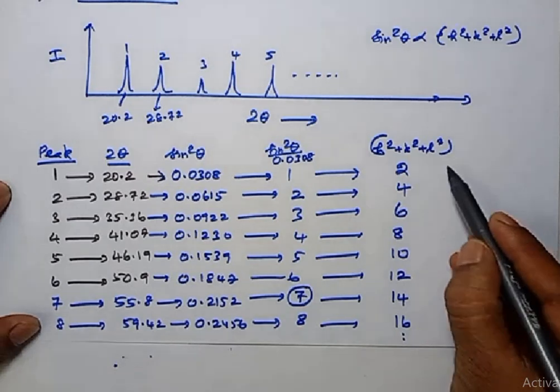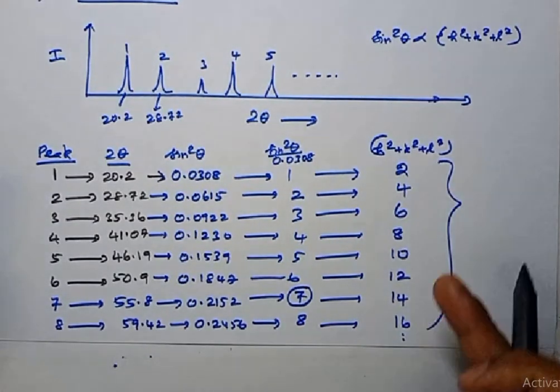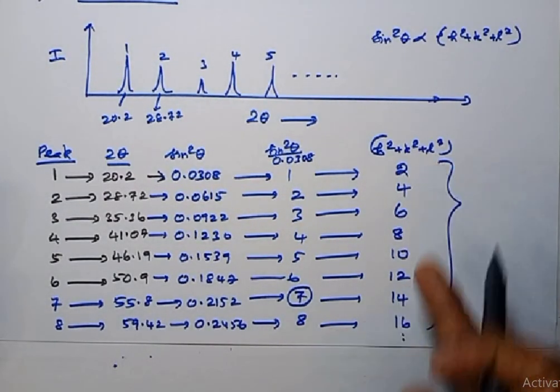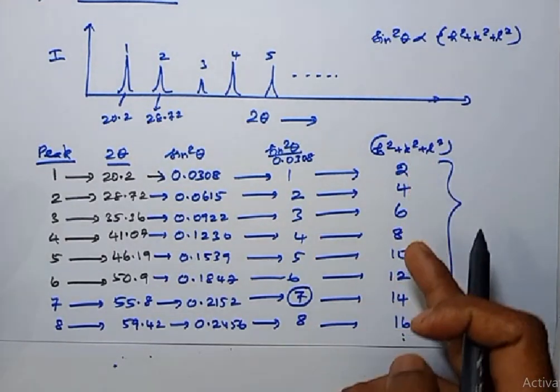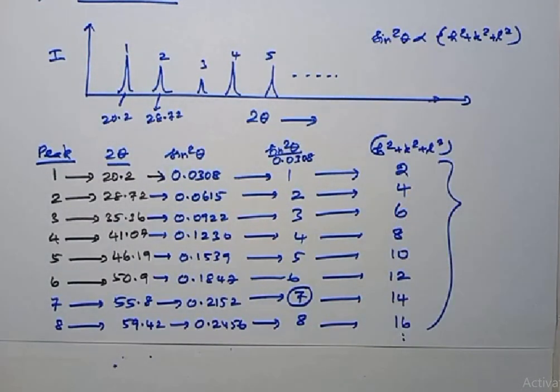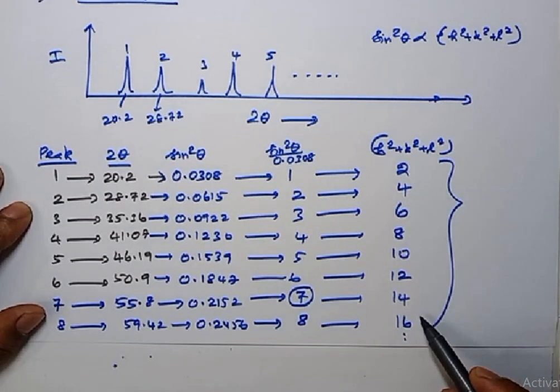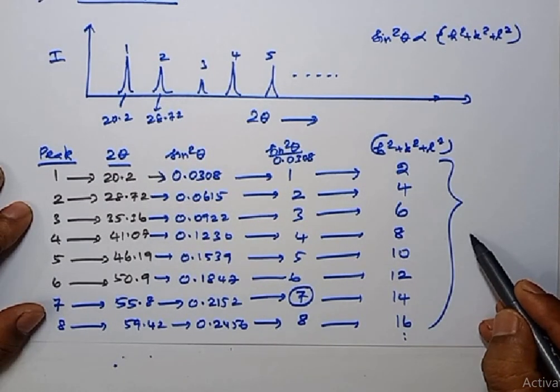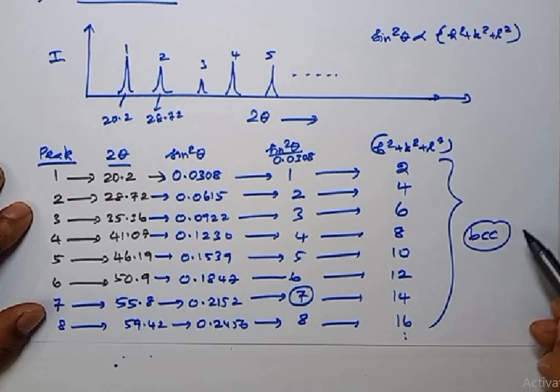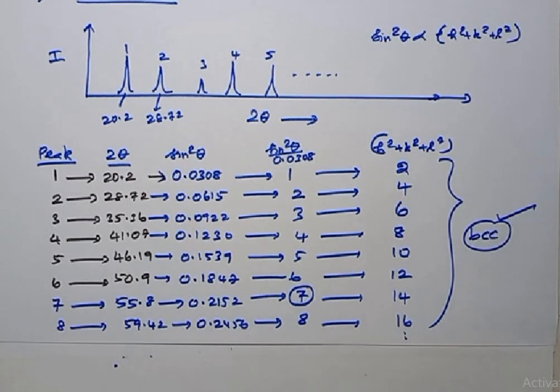Now, can anyone tell me which type of cubic crystal will give h square plus k square plus l square in these numbers? All these numbers are even numbers. So this corresponds to body-centered cubic crystal. It is very easy to find out.